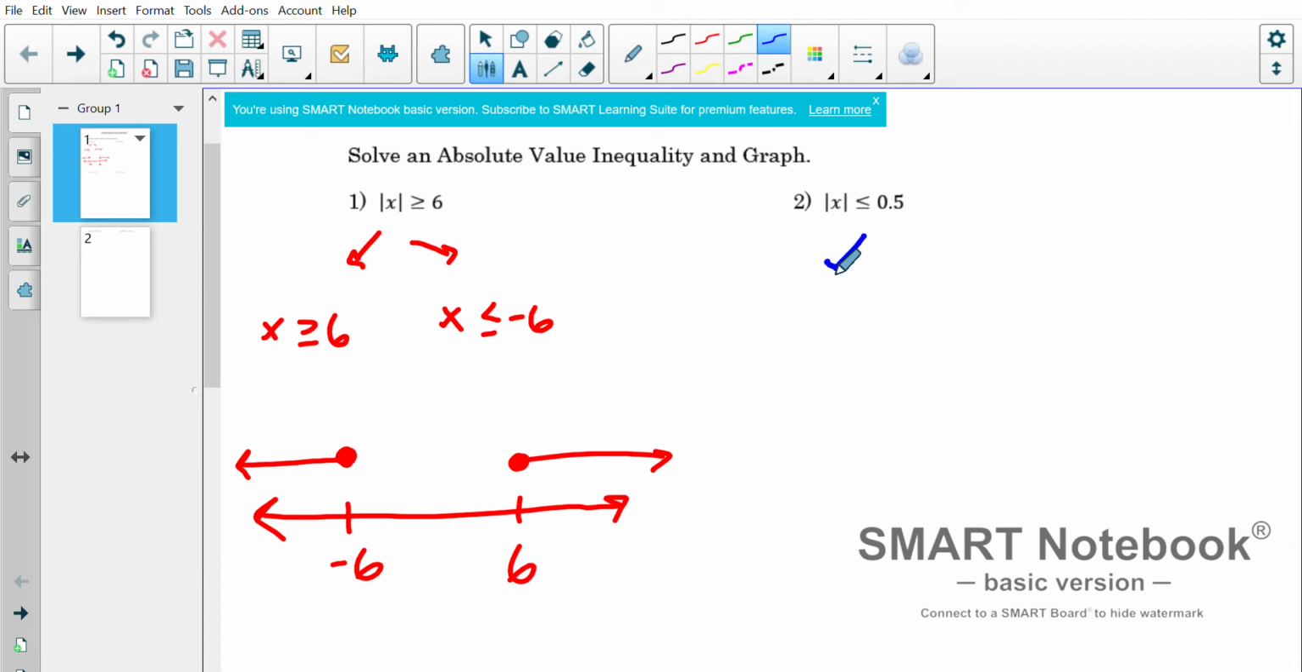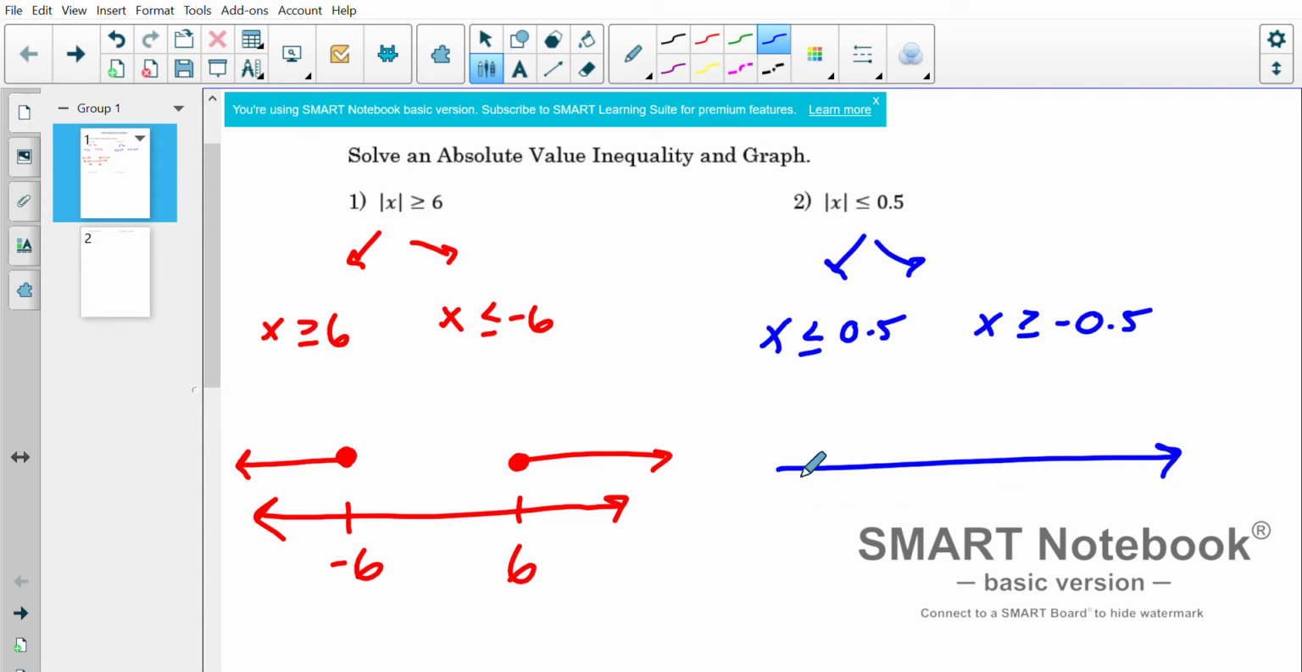So this one, we're going to split up just like we did before. X is less than or equal to 0.5. X is greater than or equal to negative 0.5. Create your number line. Negative 0.5, 0.5. Starting at negative 0.5, x is greater than or equal to, so closed dot going to the right, less than or equal to 0.5, closed dot going to the left. This one is going to go towards each other.